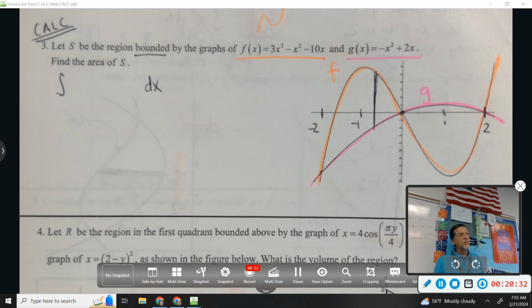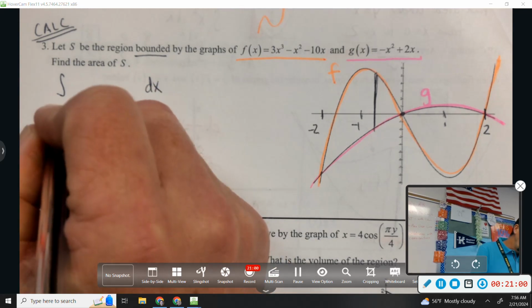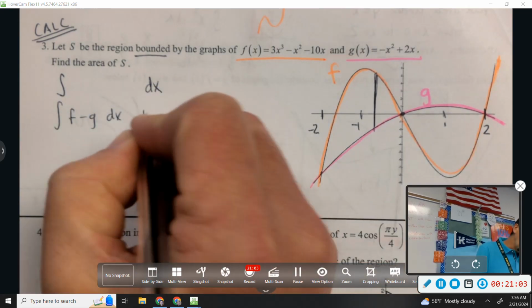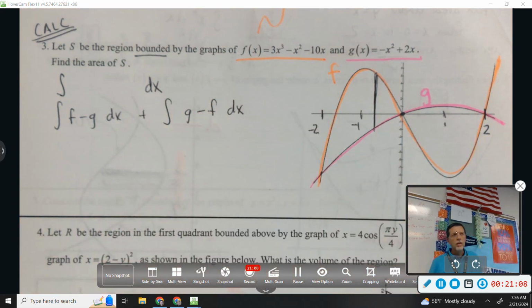Which one's the top equation, F or G? And this is the tricky part. Because part of the time F is the top equation, and part of the time G is the top equation. Any thoughts on how we could handle that? Yeah, split it up. So I always have to do top minus bottom. So for this first part, I'll do F minus G. And then for the second part, I'll do G minus F. So I've always got to do top minus bottom.